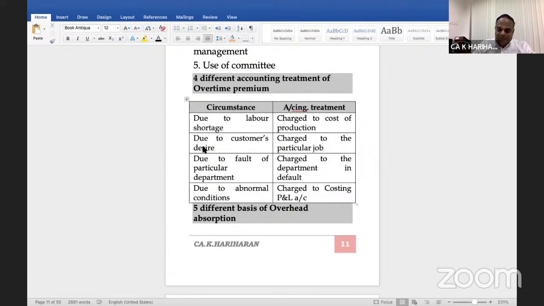Now, can you please tell me whether you understood properly or not? I want to know. Then only can you understand the accounting treatment of overtime premium. What have you understood about overtime? Can you please tell me?